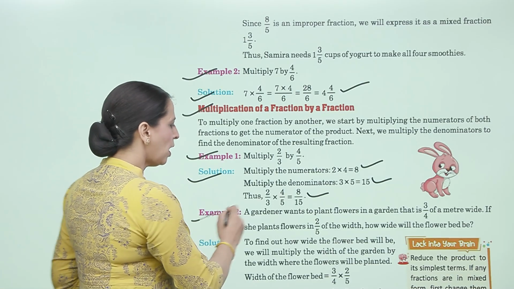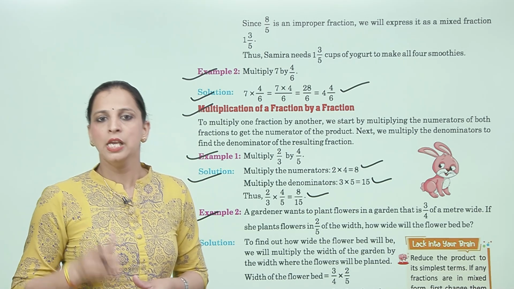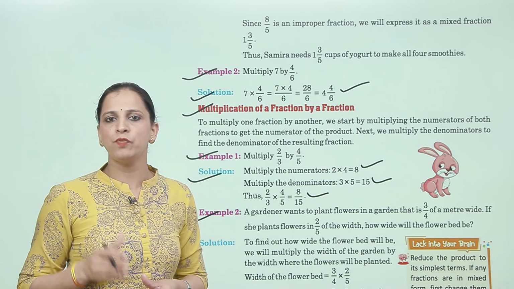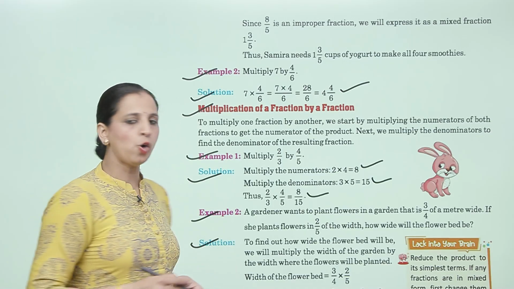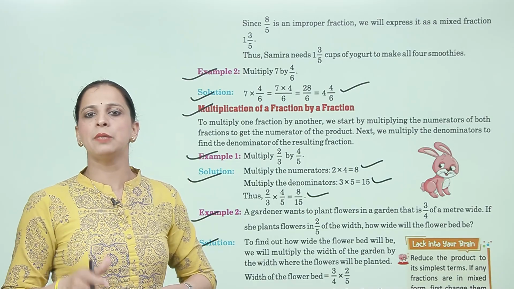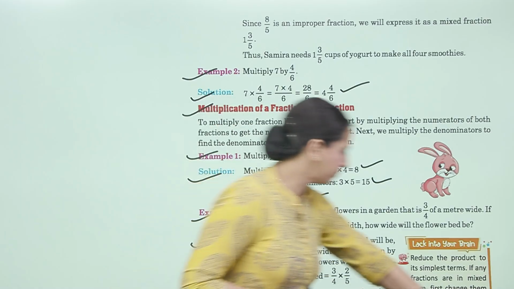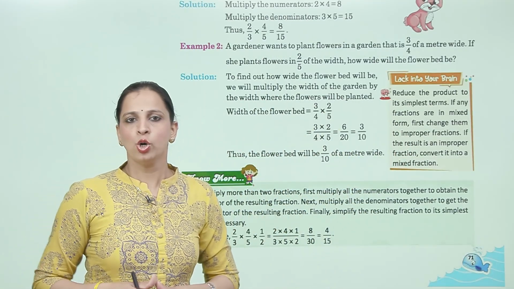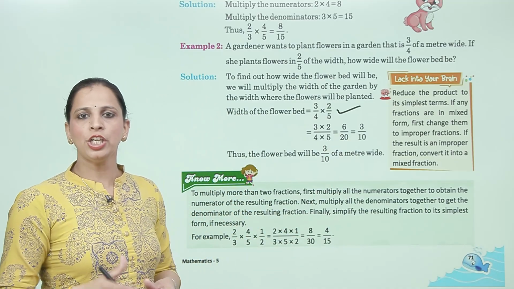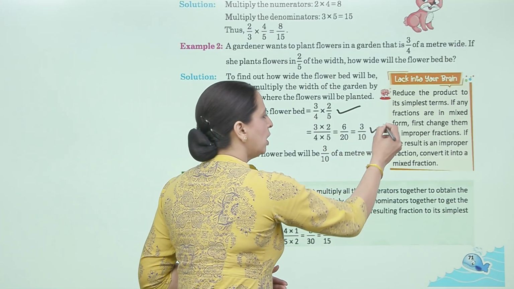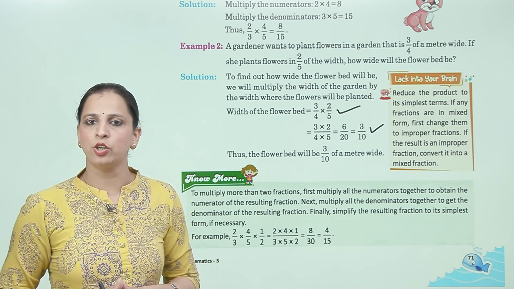Now example 2. A gardener wants to plant flowers in a garden that is 3 by 4 of a meter wide. If she plants flowers in 2 by 5 of the width, how wide will the flower bed be? Solution. To find out how wide the flower bed will be, we will multiply the width of the garden by the width where the flower will be planted. So width of the flower bed is 3 by 4 multiplied by 2 by 5. So 3 into 2 by 4 into 5 is 6 by 20. Converted into simplest form, that is 3 by 10. Thus the flower bed will be 3 by 10 of a meter wide.